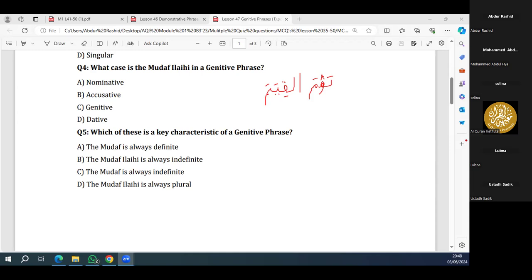Which number question, sir? Question 5. Yeah, okay. I want to see what the responses are for this one. Which of these key characteristics of genitive phrase? Okay, good. Oh, someone said B. B. Very good. Excellent, thank you. This makes it more interesting for us.